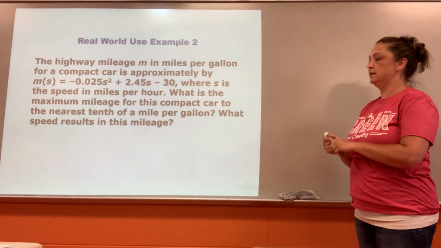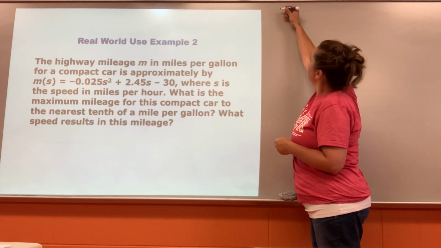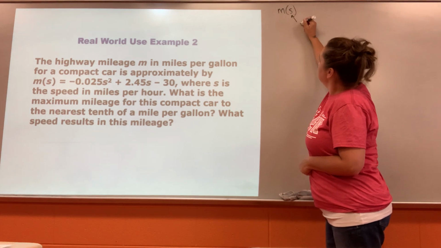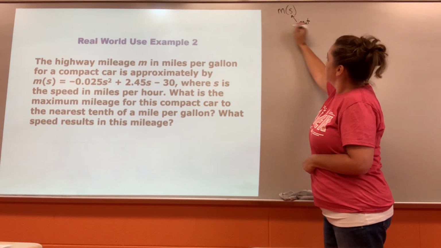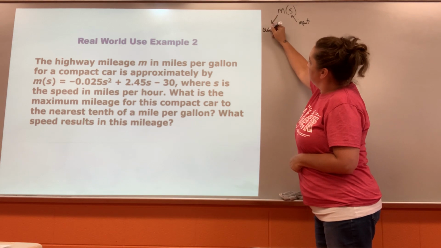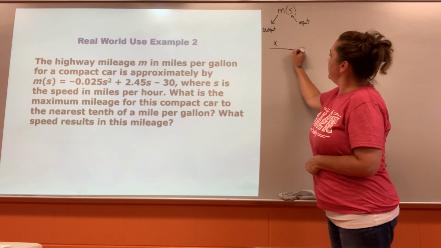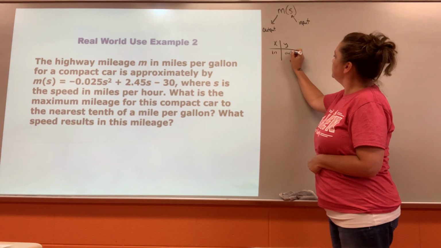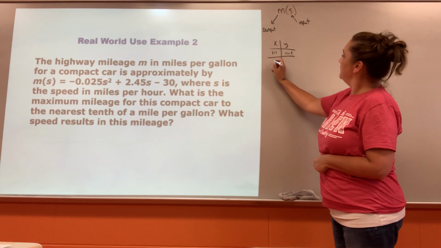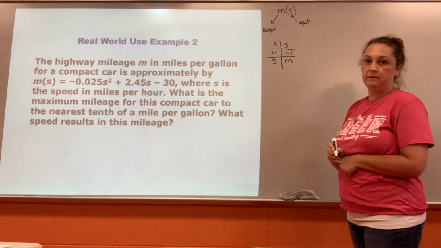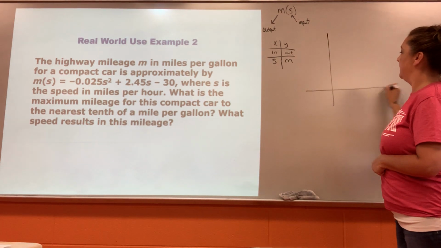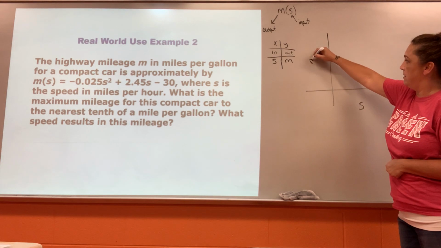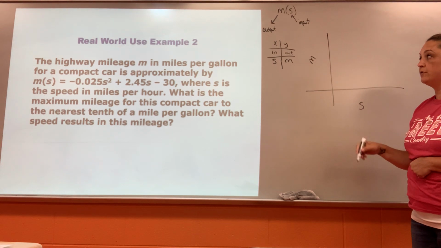So let's just label our function. I have M of S. S is my input. M is my output. So instead of X and Y, instead of input and output, I have S and M. Let's label that on a graph. My input is the x-axis, that's S. My output is M on the y-axis. Let's label those things.